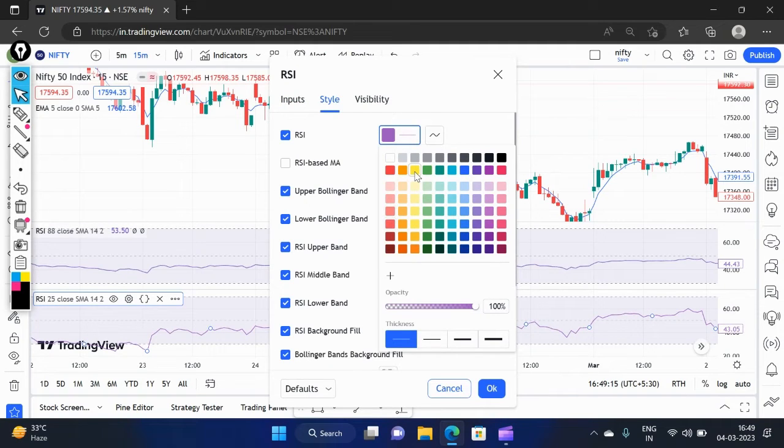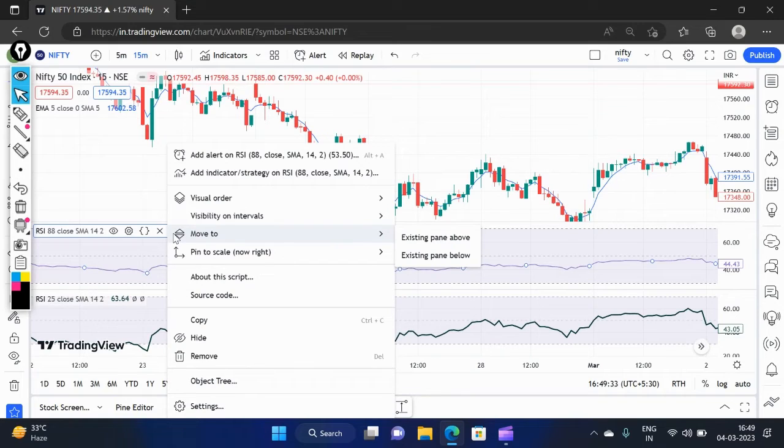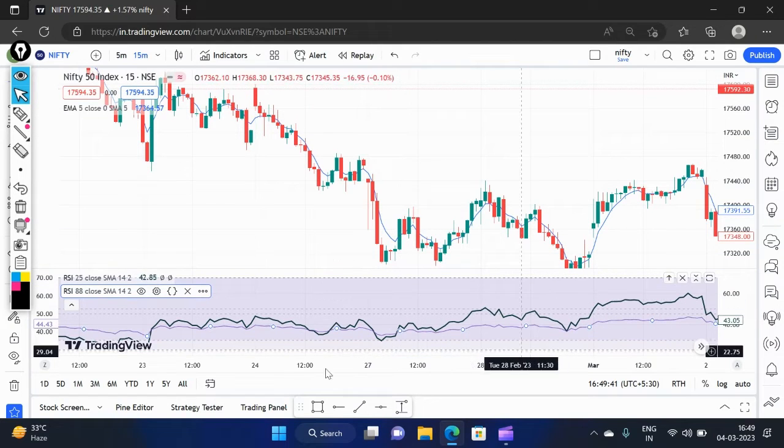For this one, you will need to change the color a bit so that they both don't look the same. The color depends on what you like. I'll use black, and a little thicker line. Now this is how both your RSIs look. Now you need them to overlap. So you go to these three dots here and move to existing pane below.